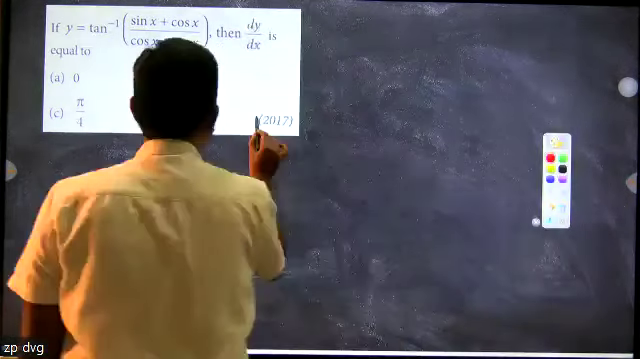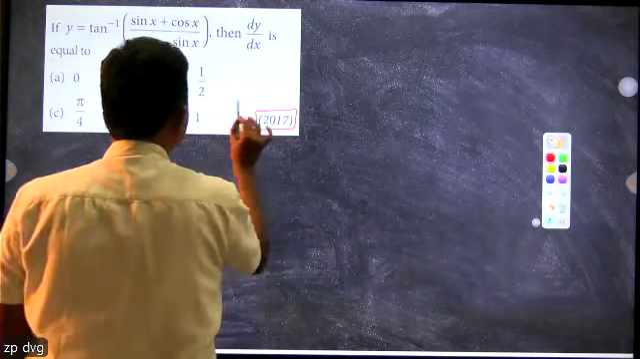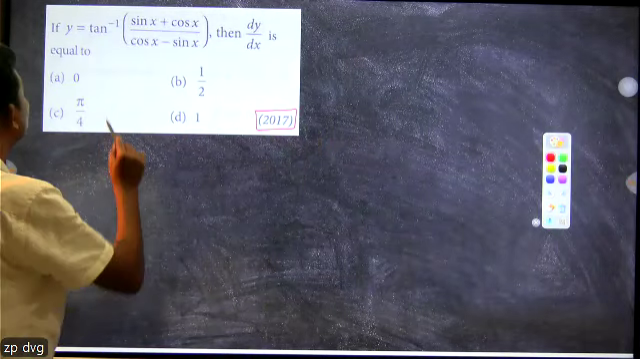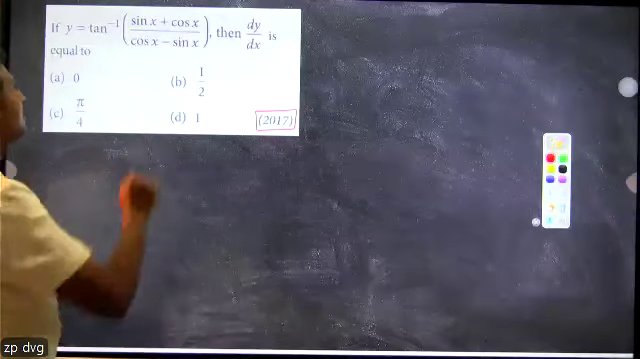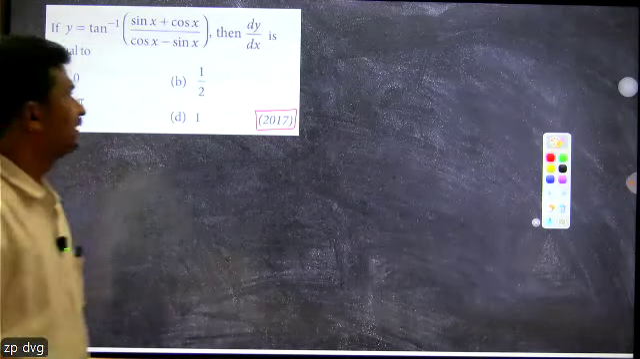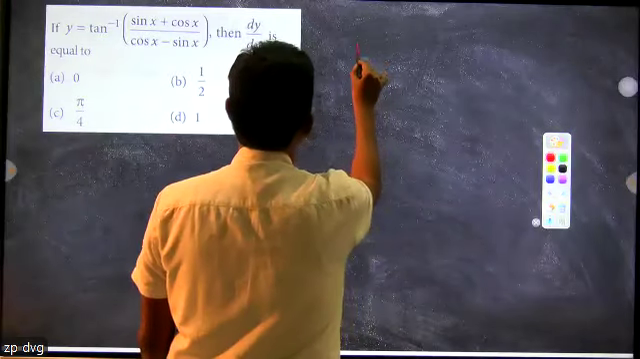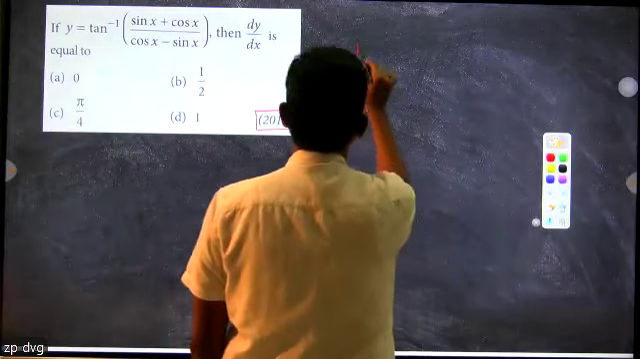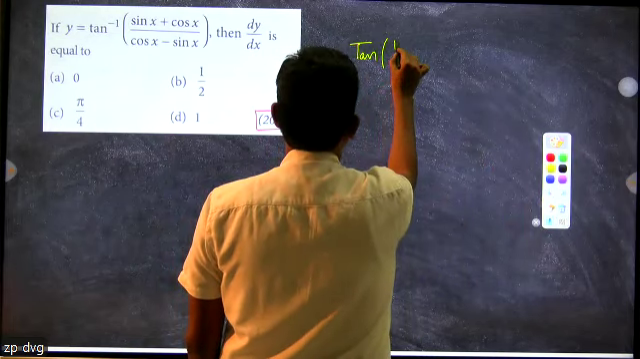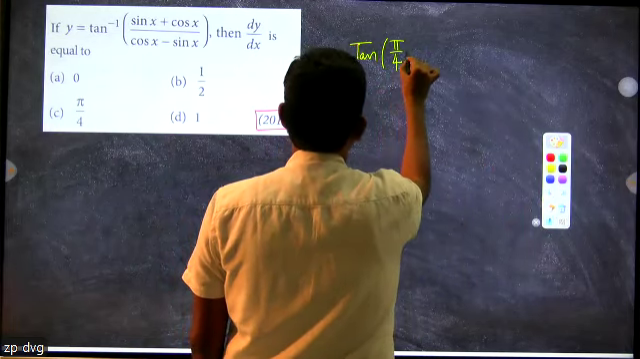You see, this is the question given in 2017, right? They gave a function like this, y equal to tan inverse of sin x plus cos x divided by cos x minus sin x, then find dy by dx. Here you need to know these formulas. What formulas? Tan pi by 4 plus x, tan pi by 4 minus x. Because they are asking this type of things.